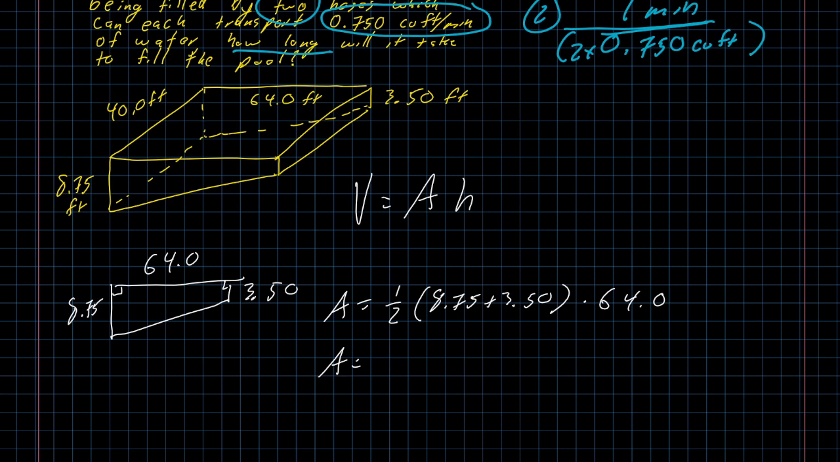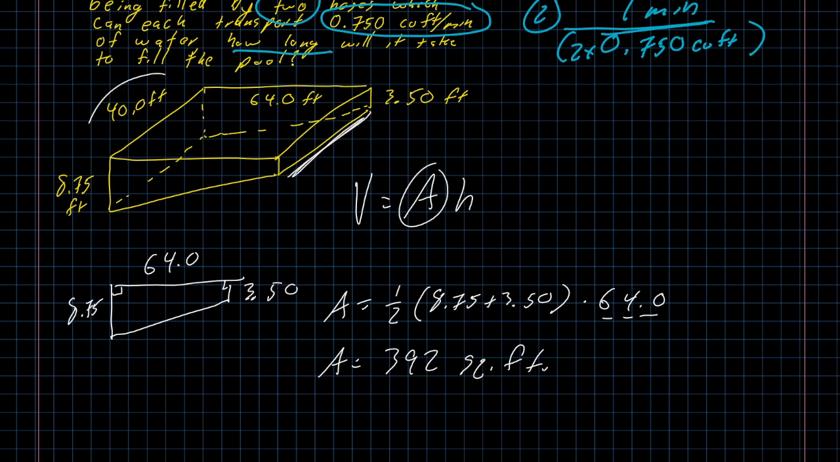I'll just plug all of that into a calculator at once. I've got 3 sig figs out here, so I'll keep that. This comes out at 392, and the units there would be square feet.